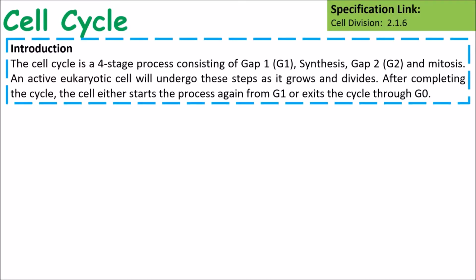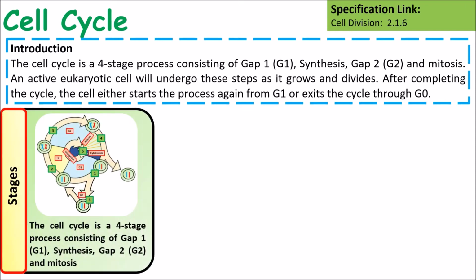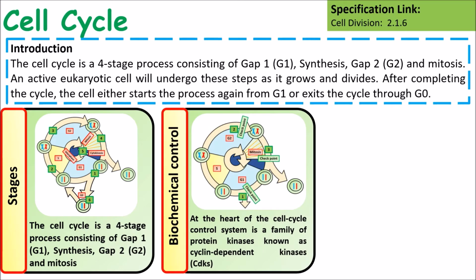So the cell cycle is a four-stage process consisting of gap stages, synthesis stages, and mitosis. Like I've just said, it's split up into stages. There is some sort of biochemical control that is to do with certain proteins called cyclin-dependent kinases being activated or not activated at certain points.